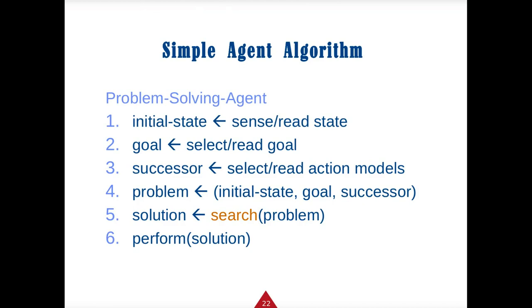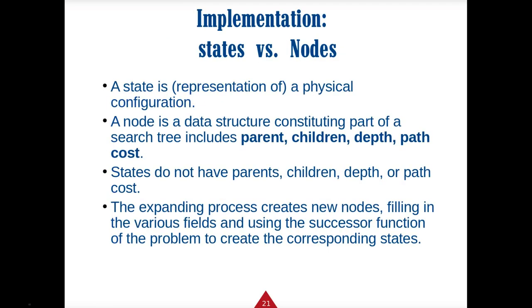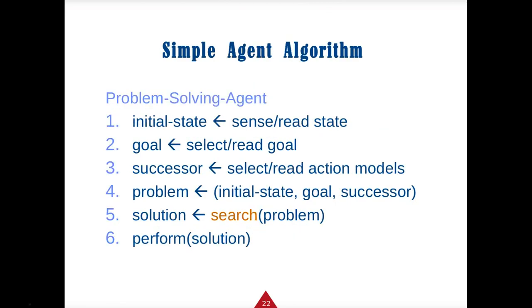So part of the issue, going back to the search agents, is how we are going to assign these different parent and children values from a state when we convert it to a node. And so for the simple search agent algorithm, the initial state is basically whatever state we're in. The goal is something we select. The successor is basically the actions we can take to go to the next state. The problem is going to include the initial state, our goal, and our successor. So the algorithm is going to pass in the initial state, the goal, and the successor. And then we're going to have some sort of search, and then we're going to come up with a solution.